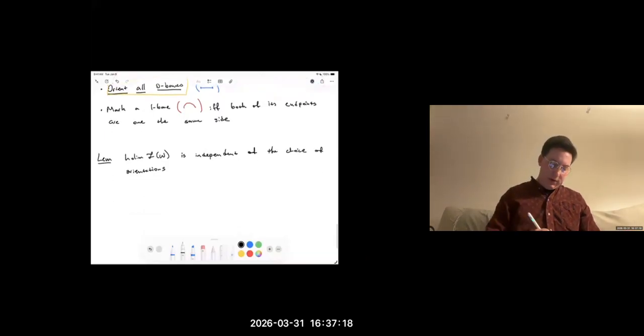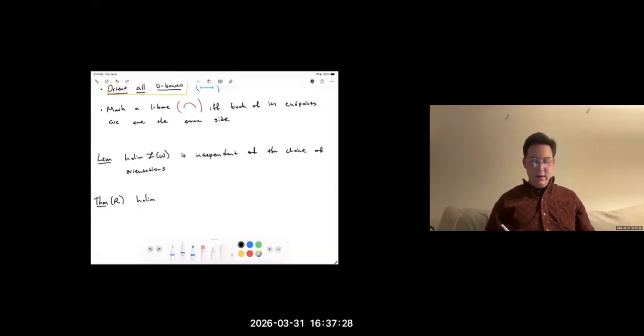And then here's the theorem. So this says that the invariant is well defined. Then the next thing is to say that it actually is an invariant. So this is invariant under Weinstein homotopy.